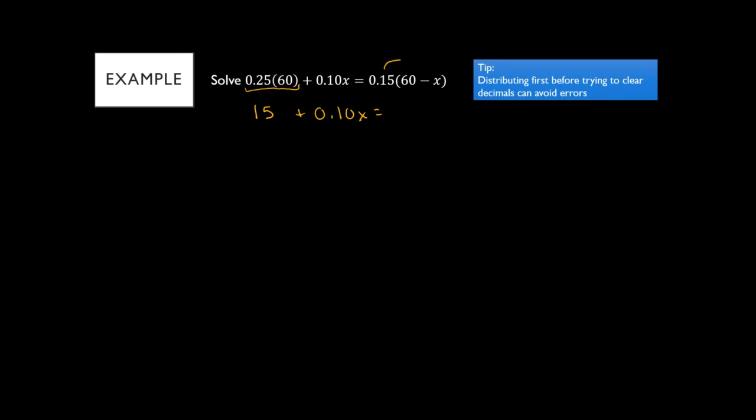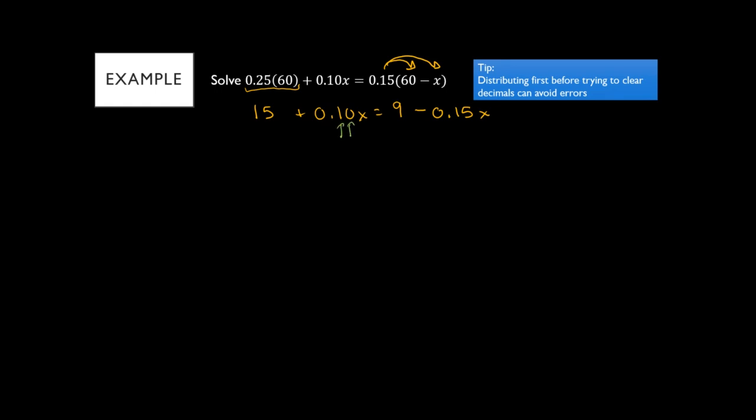Then I'm going to multiply 0.15 times 60, which I think is 5.9. Okay, that's why I don't do it in my head. That comes out to 9. And then 0.15 times negative x. So that's going to be a negative 0.15x. So distribute first, do any multiplication you can, then try to get rid of decimals.